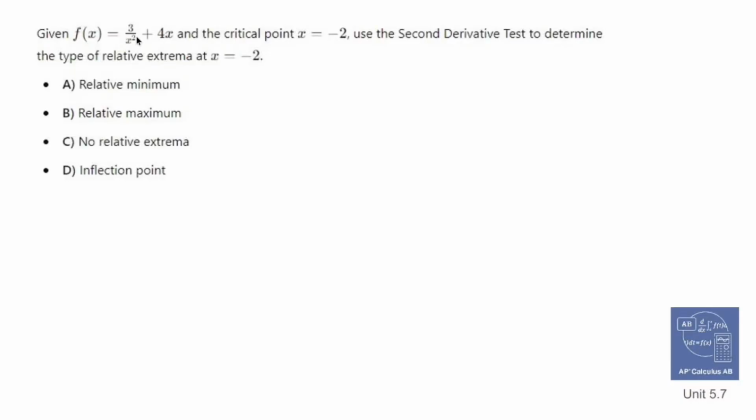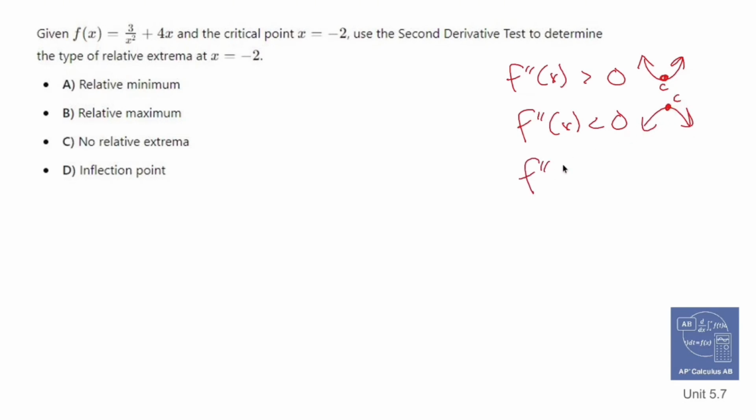Given f of x equals 3 over x squared plus 4x and the critical point x equals -2, use the second derivative test to determine the type of relative extrema at x equals -2. Well, what I know about the second derivative is that if it's positive, it's concave up. So at some point c, if I plug it in, that's going to give me a relative minimum. If I have something that's negative, it's concave down, which means at some point c, it's going to be a maximum. If my second derivative is 0, well, that's an inflection point.